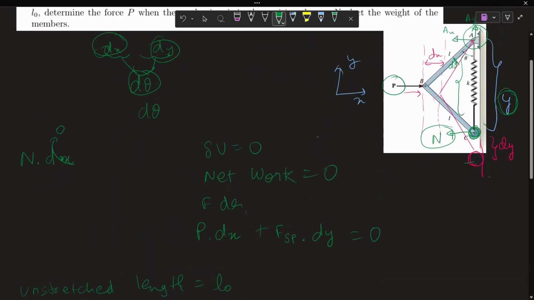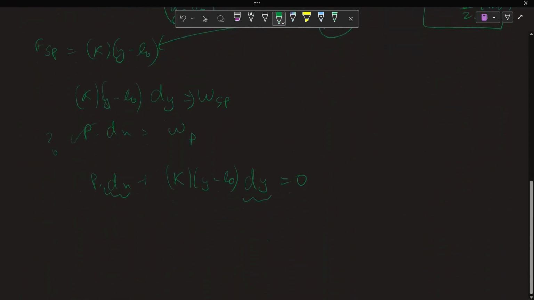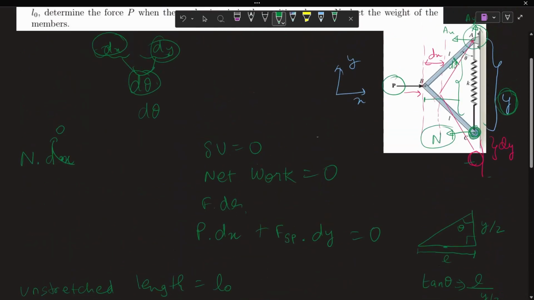How will we find it out? We have taken it as y. Now we will apply simple trigonometry. This is y by 2, considering symmetry, and this is theta. So tan theta equals this length, which is y by 2. We get L equal to y by 2 tan theta. So we got this length, X, as y by 2 tan theta.